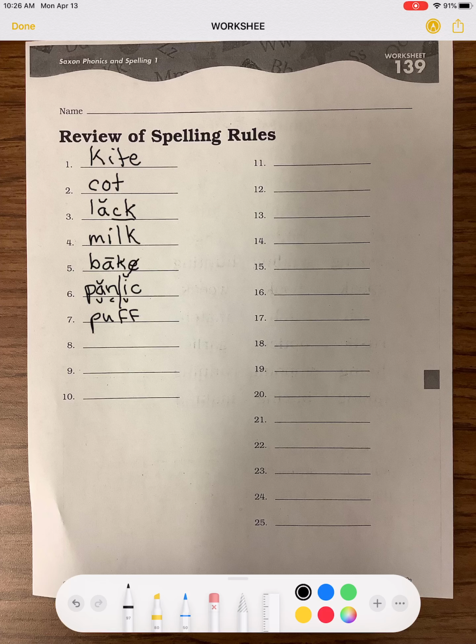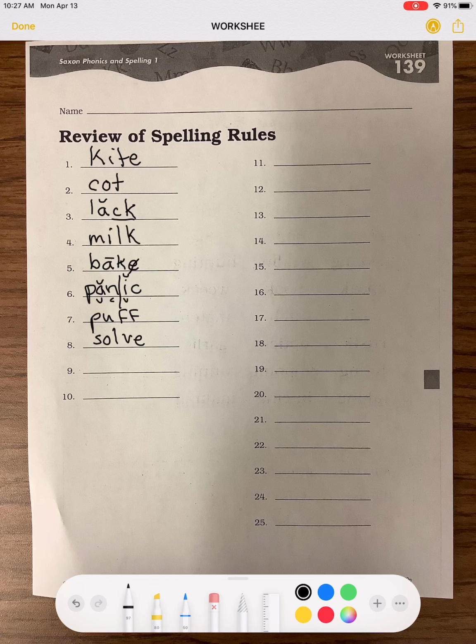Final V spelling rules. When the word has a final V sound, it's spelled V-E, like the word solve. Solve. And because the V comes at the end, it's spelled with a V-E. Words in the English language do not end with a V. They always end with a V-E, okay?